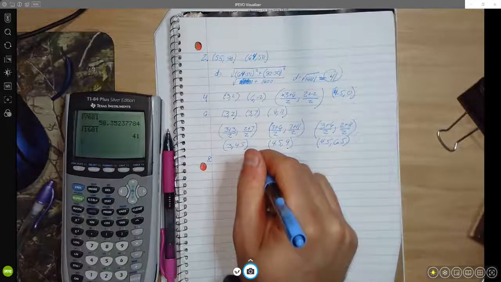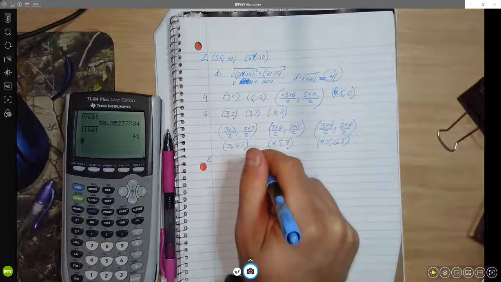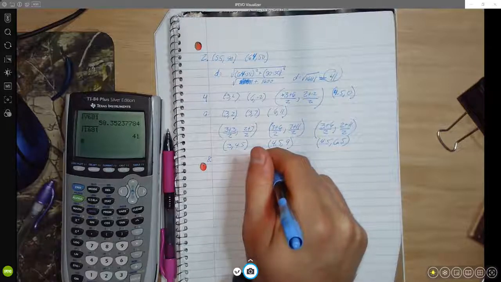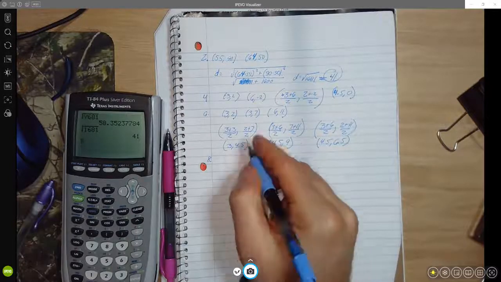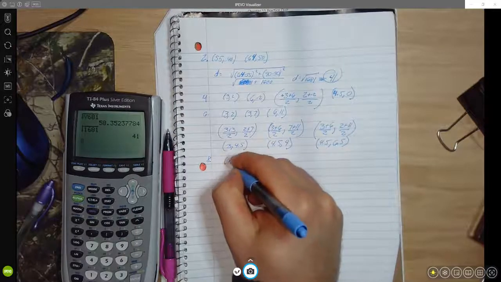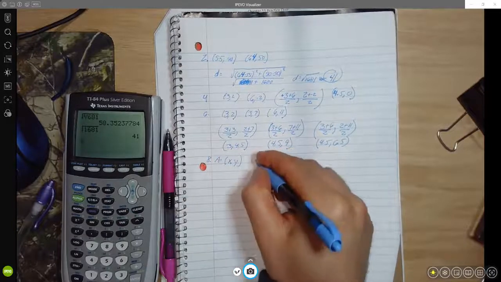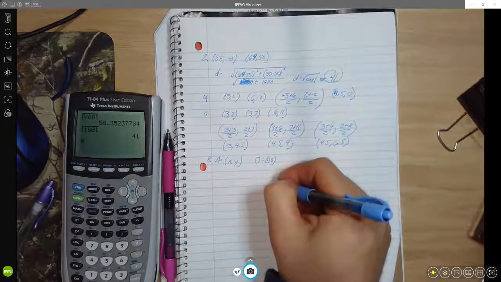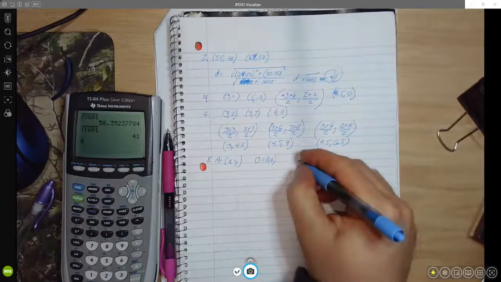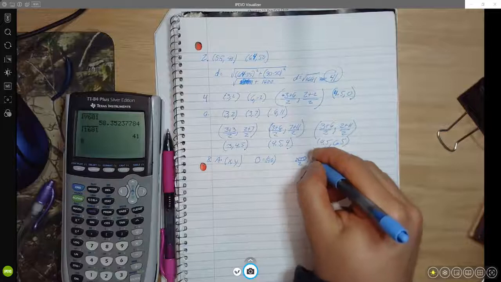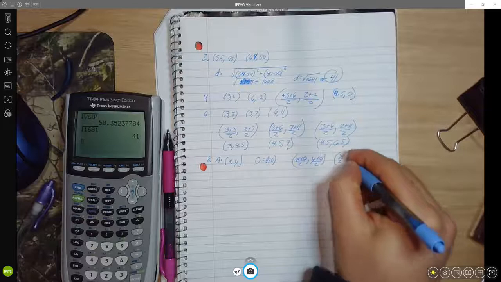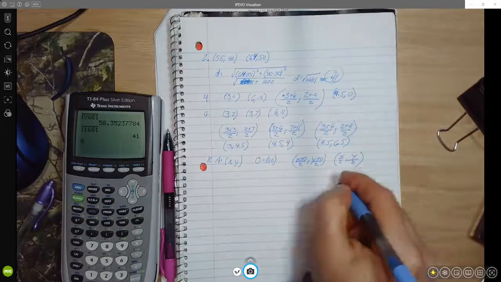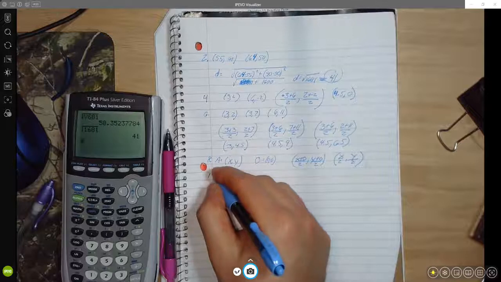Number 8. If M is the midpoint of AO, give the coordinates of M. So the point A is at x, y. Point O is at 0, 0. And so you're going to have x plus 0 over 2, y plus 0 over 2. So x over 2, y over 2.